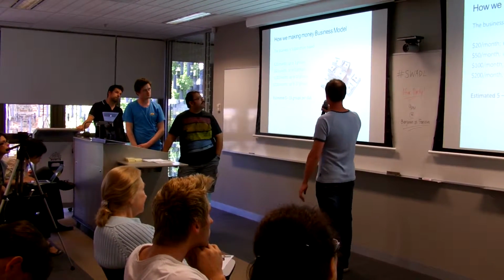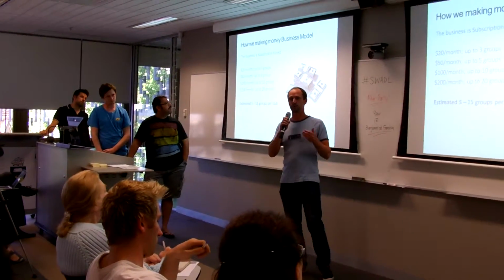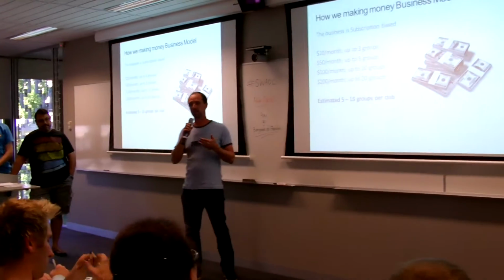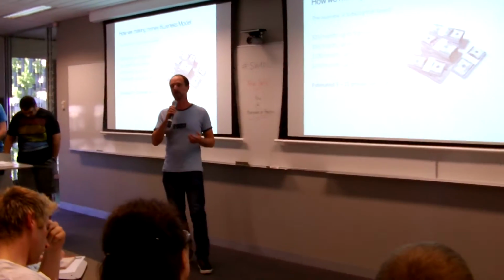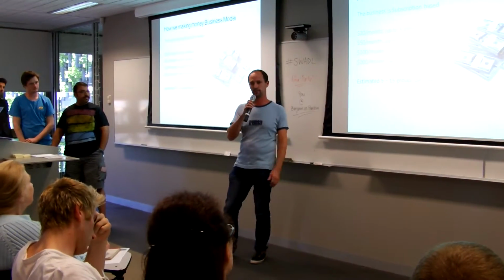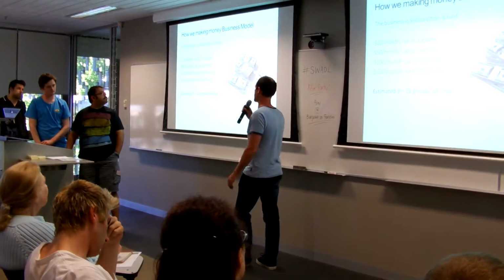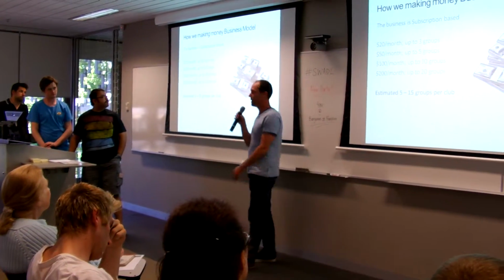So how we're going to make money from this: the business is subscription based, based on the number of groups that you use. It might be committee members talking to each other, it might be team to team communications, it could be barbecue event based stuff on the weekends, who's selling those chocolate raffle tickets, etc. We estimate based on the numbers that there's approximately 5 to 15 groups per club.